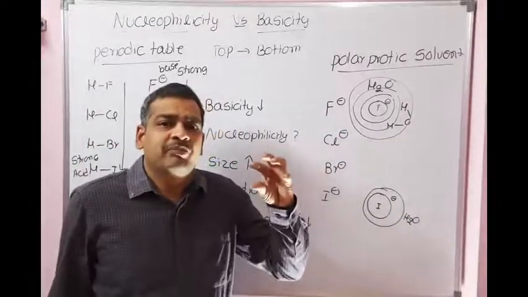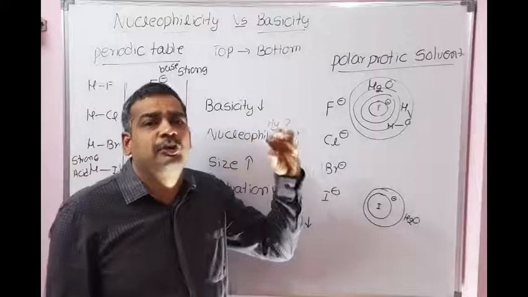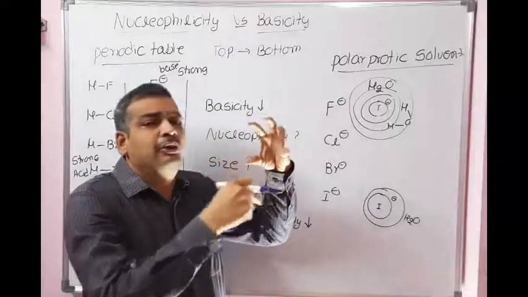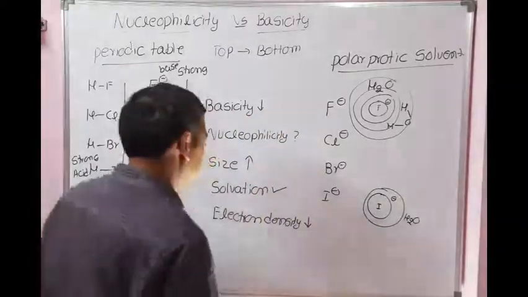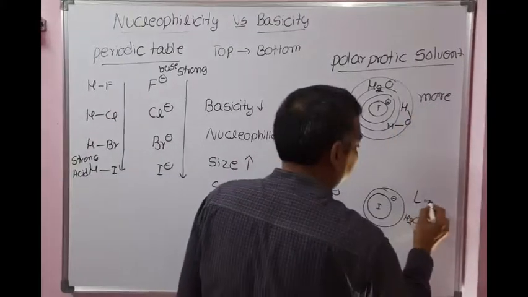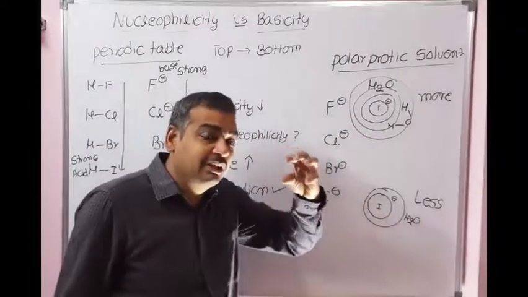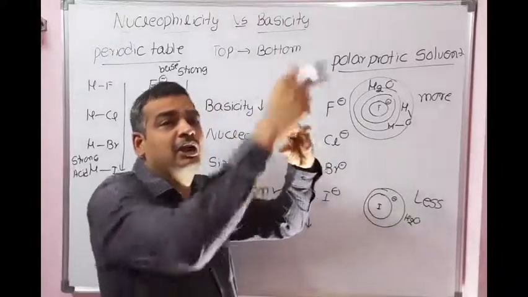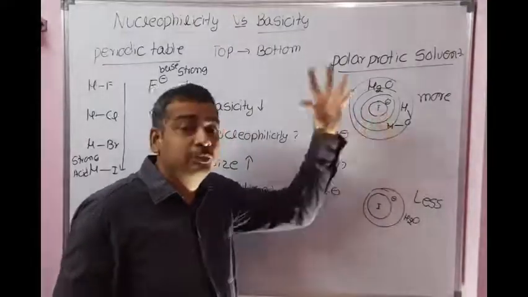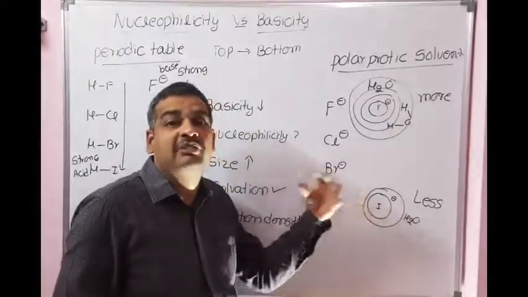Small fluorine size, electron density is more, forms more layers around the fluorine with protic solvent. Big iodine, electron density is less, fewer water molecules around the iodine. That means solvation: here more solvation, there less solvation. So after the solvation effect, the size of fluorine is more, since electron density is more and it forms more water molecules. Since electron density is less in iodine, even though the size of individual iodine is larger, after solvation its size is less.